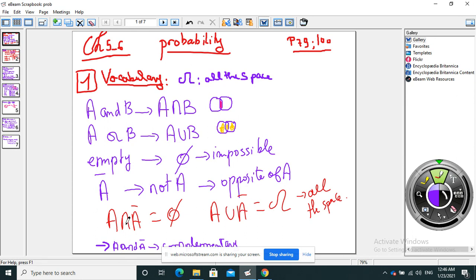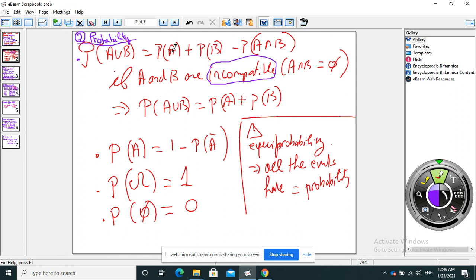When two events are incompatible, or the intersection is phi, we say they are complementary, like A and A bar. Those are the main formulas for probability, used when P of A and P of B are given.